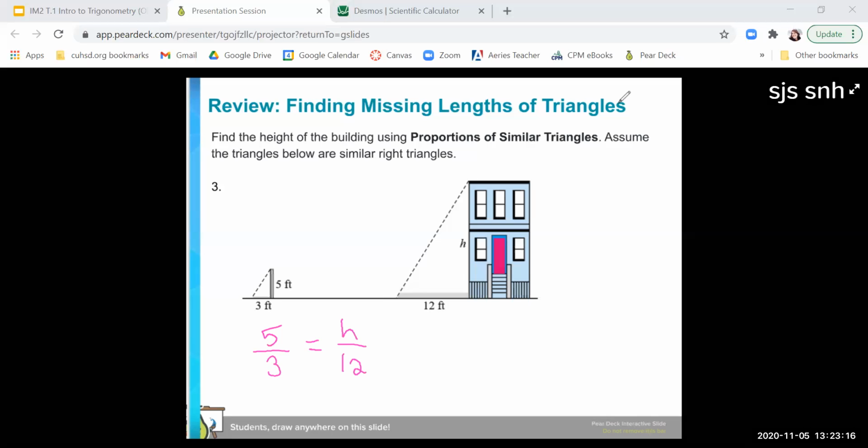If you're thinking about scale factor as a way to find h, that's totally fine. You can see that the 3 was multiplied by 4 to get 12, so h would have to be 5 times 4, or just 20. So we're looking for an answer of 20.